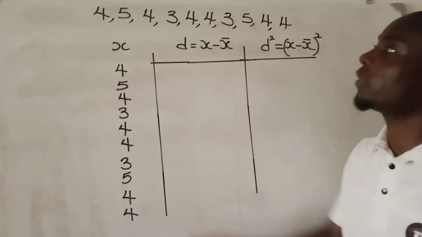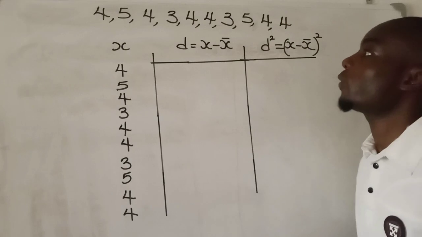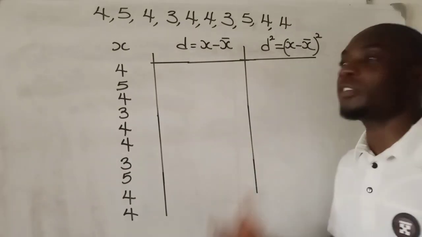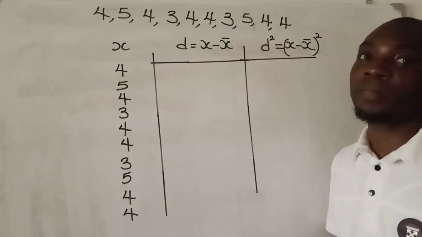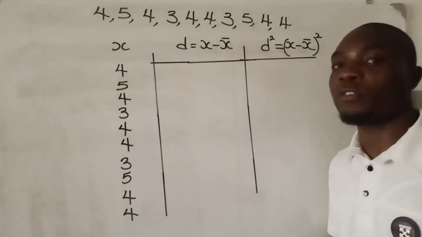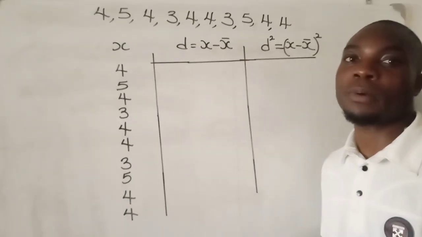So we're going to learn how to find the variance and standard deviation of this set of numbers. All right. So to find the variance and standard deviation of these numbers, the first thing we'll look for is the mean. And to find the mean of a set of numbers, we add all the numbers together and we divide by the number of counts.